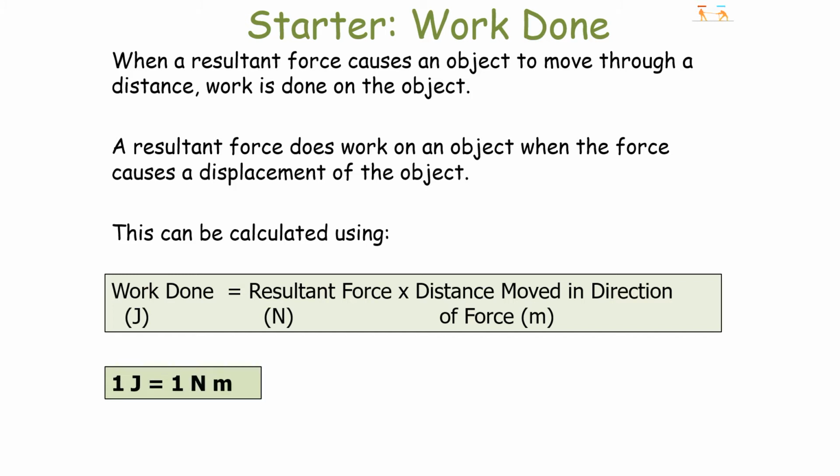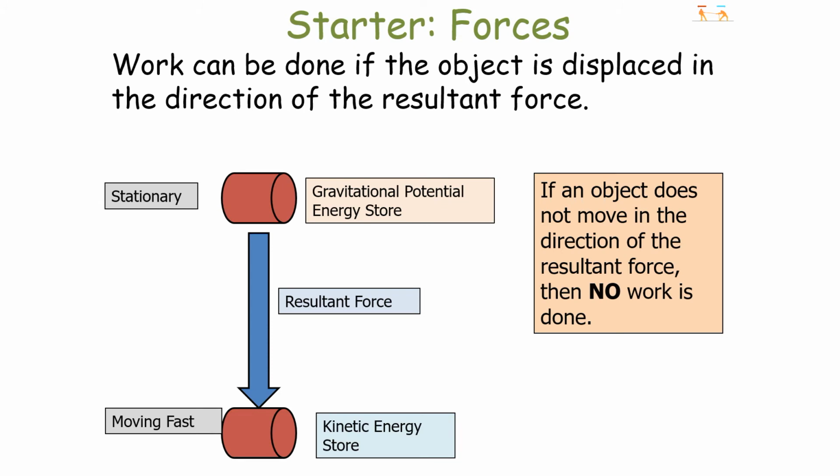So we can say that 1 joule is equal to 1 newton meter, or 5 joules is equal to 5 newton meters, or 11 joules is equal to 11 newton meters. It's important to note that with this equation we've got to consider the actual idea of distance. It's the distance moved in the direction of the force. So work can be done if the object is displaced in the direction of the resultant force. This means if an object does not move in the direction of the resultant force, no work is done.